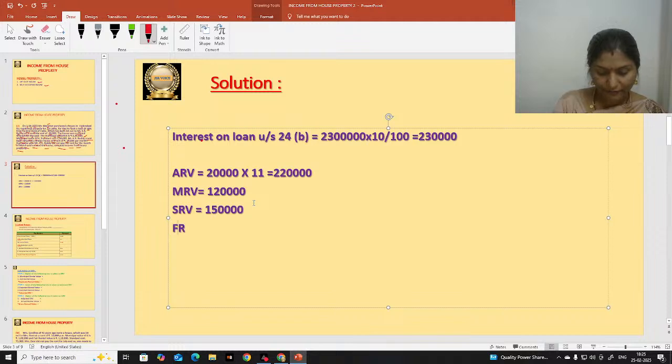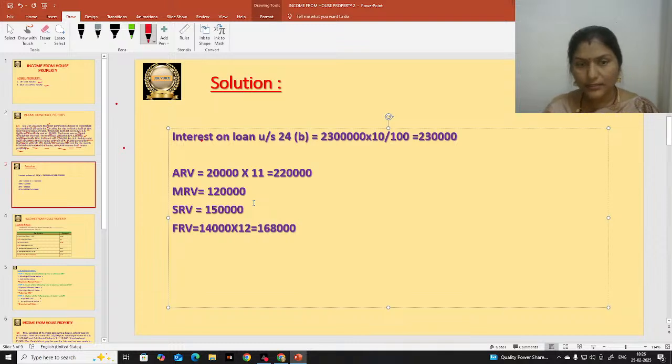So this is FRV. FRV means fair rental value. It is 14,000 for 1 month, but we should take it for full 1 year. So into 12, how much will we get? 14,000 into 12 is 1,68,000. Okay, so this is FRV. And whatever we need for calculation of GAV, all 4 items we took here.